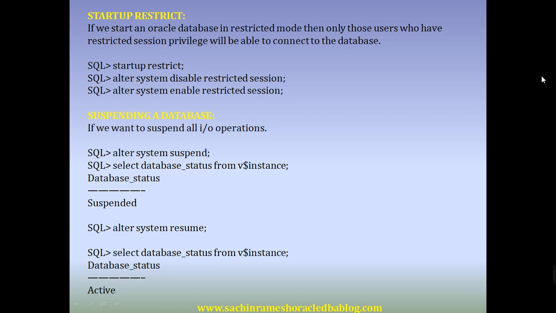And then if you want to resume it, alter system resume. So now all the IO operations will be resumed for the application users. Now we can check again: select database_status from v$instance. The database status is active. So all the IO operations will be allowed for the application users.